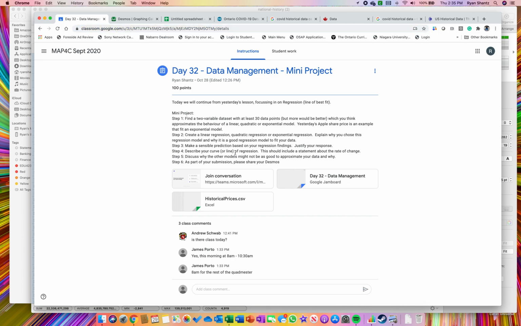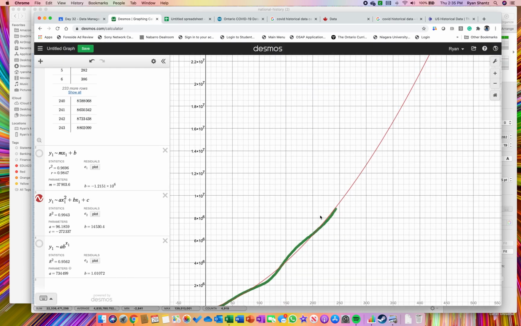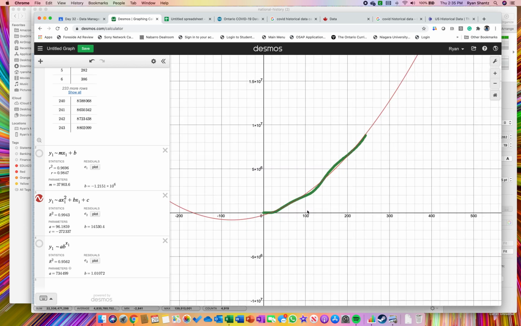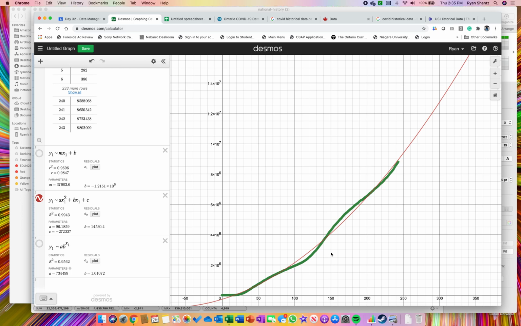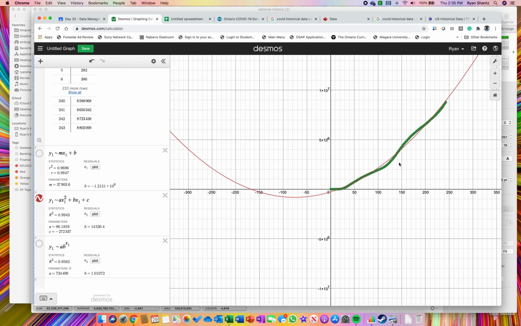Describe your curve or line of regression. This should include a statement about rate of change. Okay. So again, we're still talking about the same thing. What is the rate of change? Well, the rate of change is your rise over your run. So here, again, I did kind of talk about the rate of change. You can first maybe look at your green data and say, what's happening? Where is the rate of change slowing down and increasing?